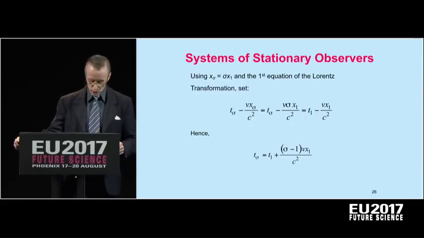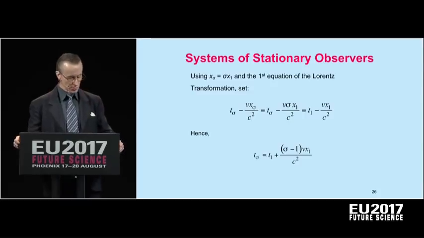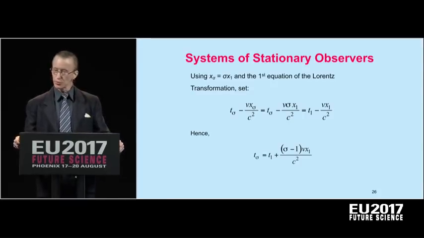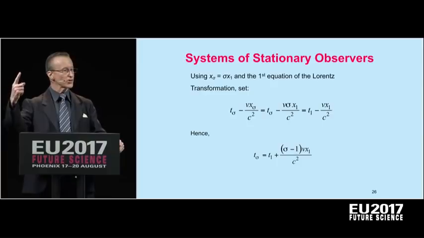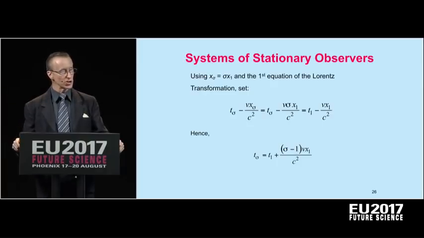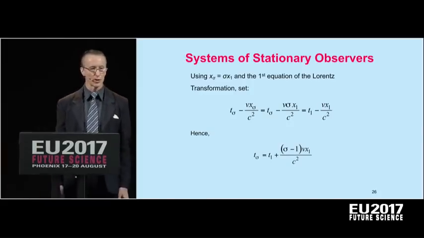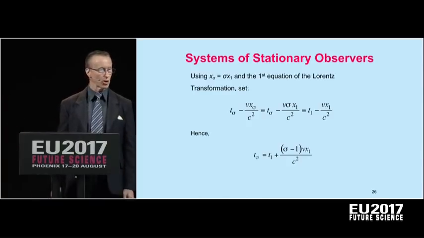If I put sigma equals 1, what do I get? t sub sigma equals t sub 1. That's one case. For any other value of sigma, the times are not the same. In other words, if they are systems of stationary observers that satisfy the Lorentz transformation, they cannot be clock synchronized.